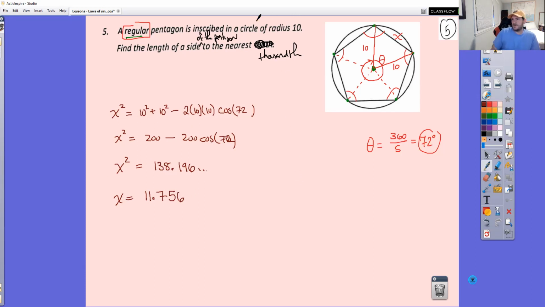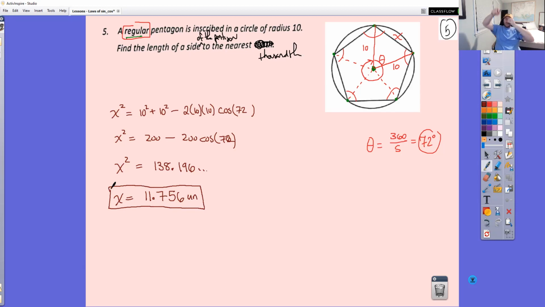So what's it say? We had a radius of 10. There's no unit. It doesn't say centimeters or inches or whatever. So here you'll just say it's 11.756 units because we weren't given any specific units. Are we done? Find the length of a side to the nearest thousandths?